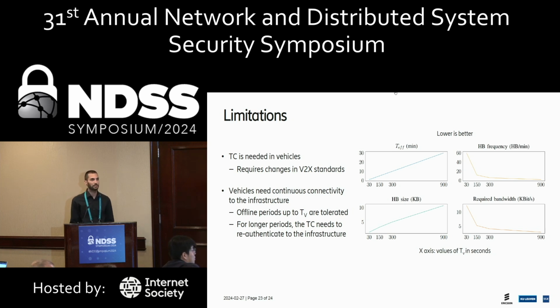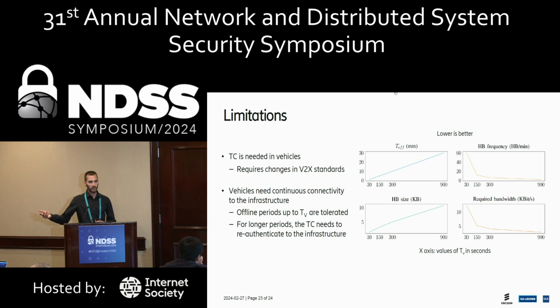Thanks. This is the final question. Yes, a very quick question. Have you considered whether the loss of heartbeats would cause any problem, like loss of heartbeats because of transmission failures? As I said before, in the limitations, we need continuous connectivity, and we have this parameter TV that gives tolerance for offline periods. If a vehicle is offline for up to this time, without processing any heartbeats, then there is no problem at all. Just after receiving the new heartbeat, it can synchronize the time.